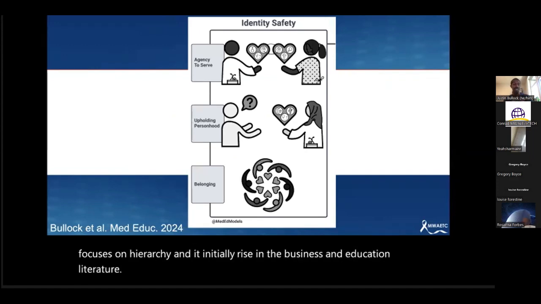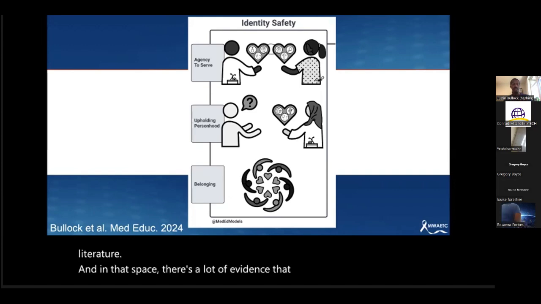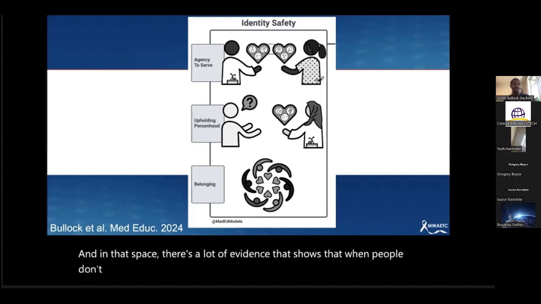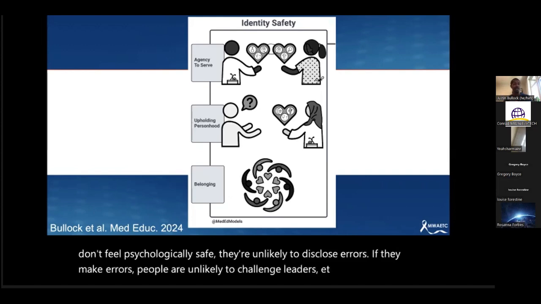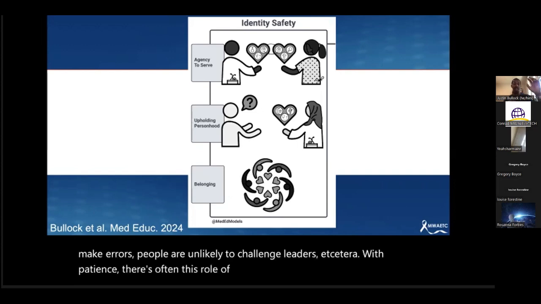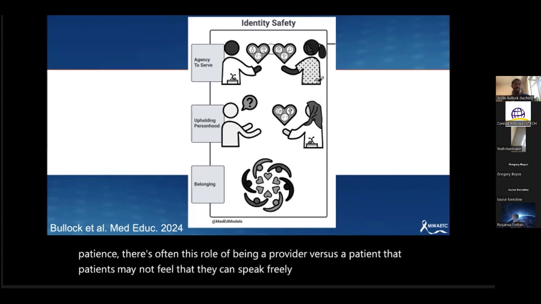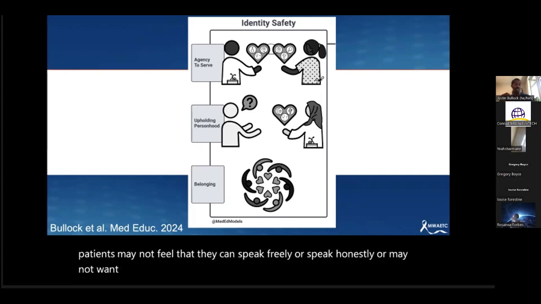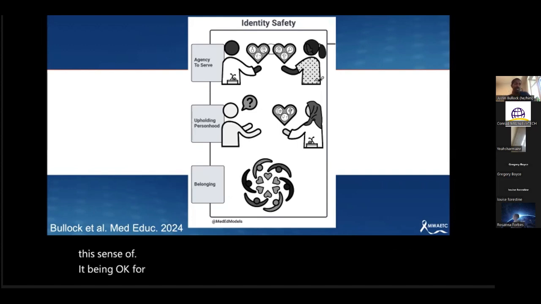In that space, there's a lot of evidence that shows that when people don't feel psychologically safe, they're unlikely to disclose errors if they make errors. People are unlikely to challenge leaders, et cetera. With patients, there's often this role of being a provider versus a patient, so patients may not feel that they can speak freely or honestly, because there's not this sense of it being okay for them to disagree with or to not follow their provider's recommendations.